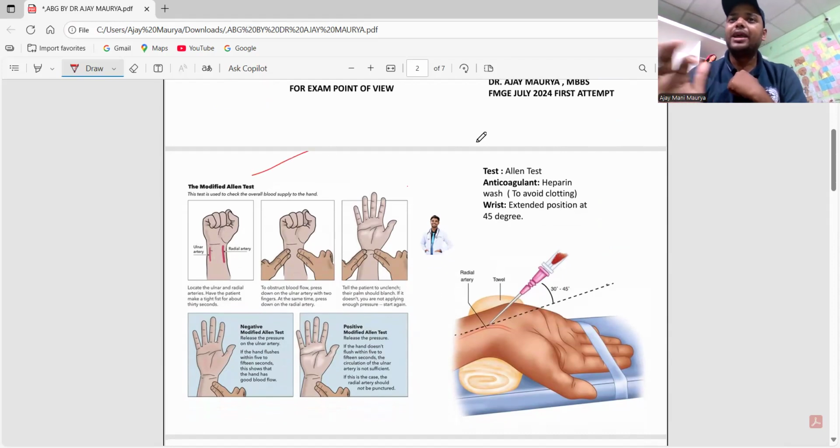The anticoagulant we are going to use is heparin. First of all, you have to take the insulin syringe, take 1 ml of the heparin and push it back. Give it a wash, and put the wrist in the extended position and hold the syringe at a 45-degree angle.